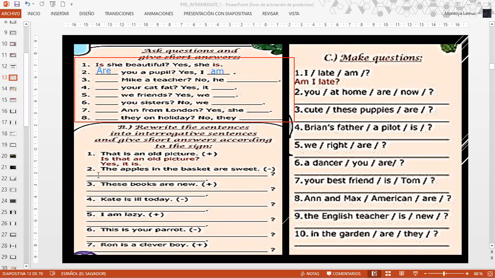In the second section, you have a model here. That is an old picture. That is a sentence. Then you have to make a question. Is that an old picture? Yes, it is. Okay. According to the sentence, you have to build the question and answer it. And section three is you have to put the questions in the correct order. Okay? Is this clear?